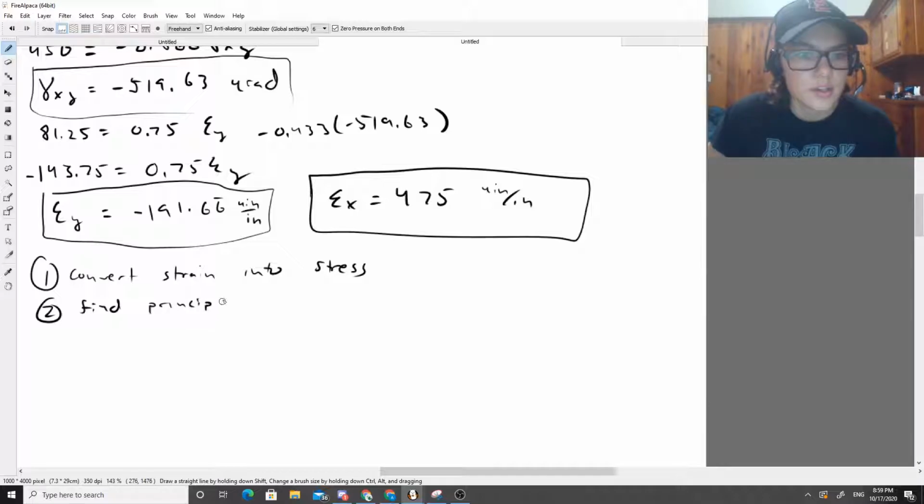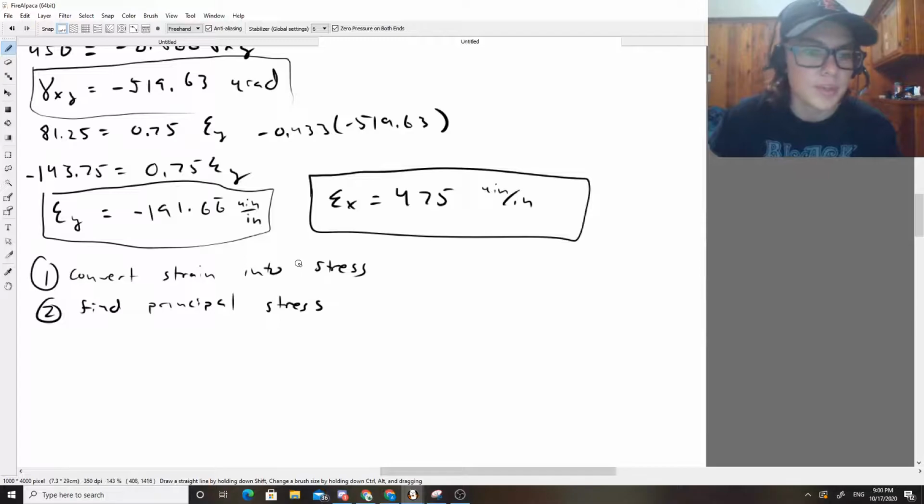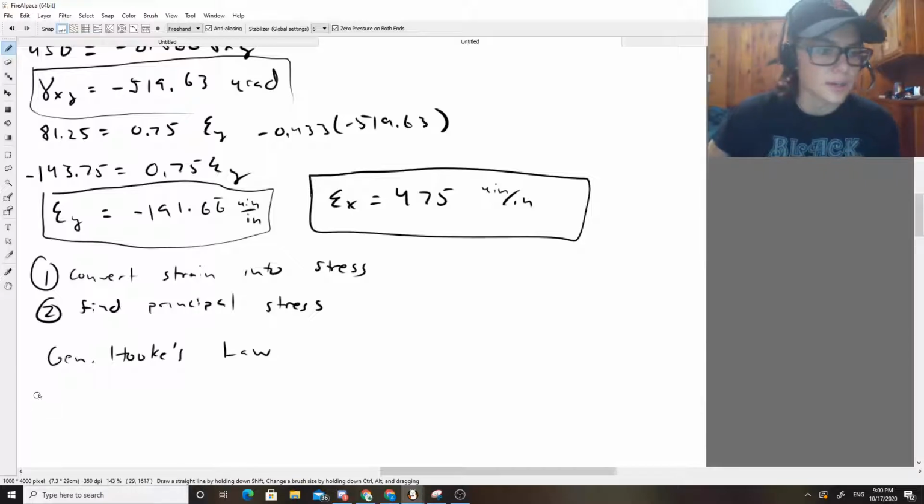Now, you could also flip these steps around and find your principal strains and then convert those strains into stresses. But just the way I'm going to do it, I'm going to go ahead and convert our strains into stress first and then find the principal stresses off of that. And so the way I'm going to do that is I'm going to use generalized Hooke's law, which I'm just going to go ahead and write out, and then I'll give some commentary on it.